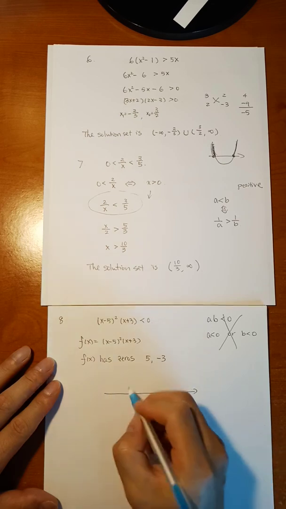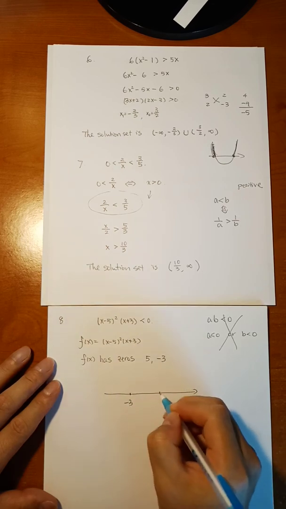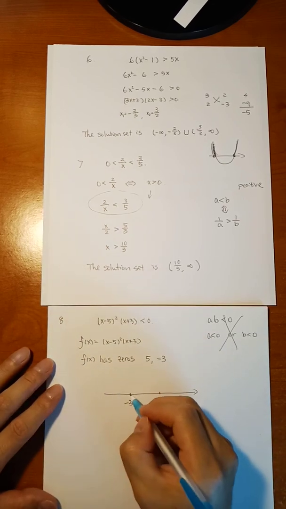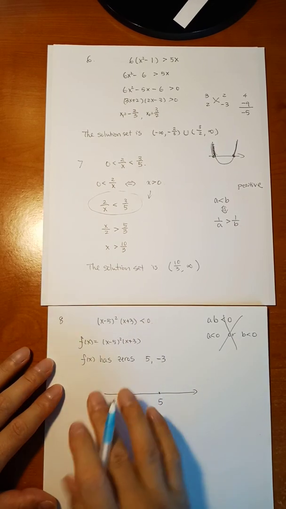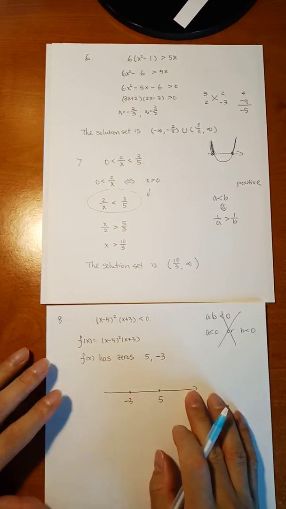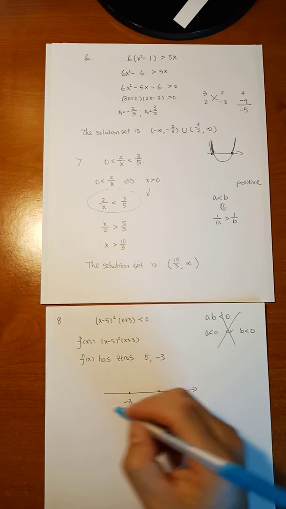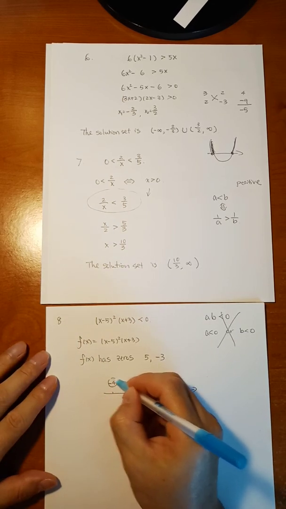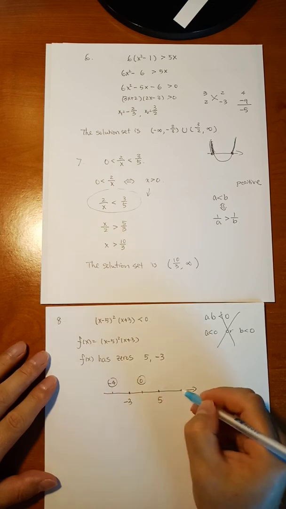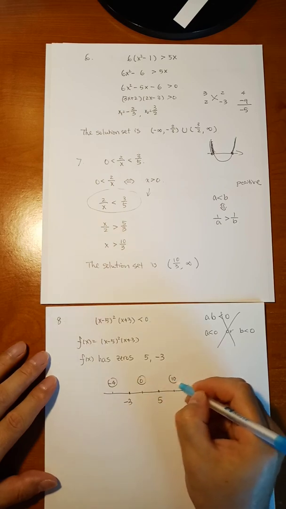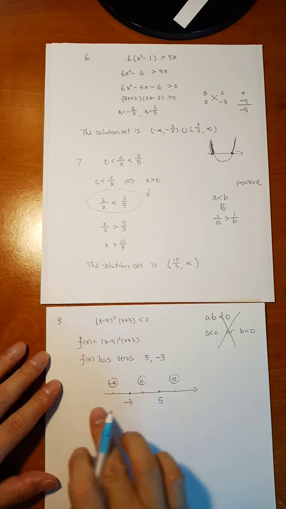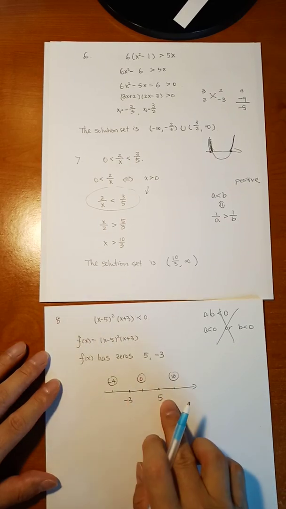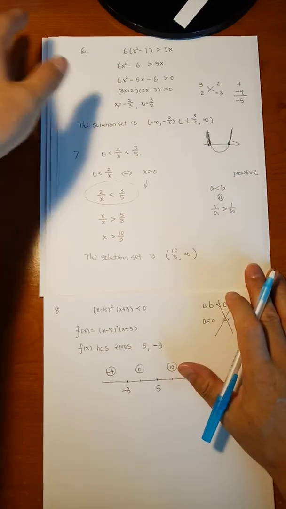And then you label those zeros on the number line. So you have three intervals: left, middle, and right. And you're going to pick a sample point from each part. For example, in this place you choose negative 4, this place you choose 0, this place you choose 10. You just pick any number from each interval, not negative 3 or 5.